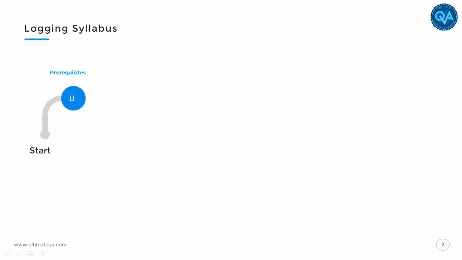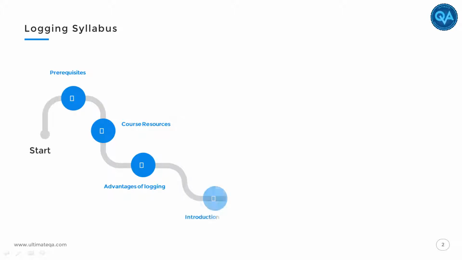So we're going to begin by understanding the prerequisites so that you know exactly what you need in order to be able to proceed with the rest of this course. After the prerequisites, I'm going to tell you about the course resources and where to get all of the course resources. Next, I'm going to tell you the advantages of doing logging in general. Afterwards, I'm going to introduce you to NLog, which is a specific type of logging framework that we're going to be using for doing logging within test automation.